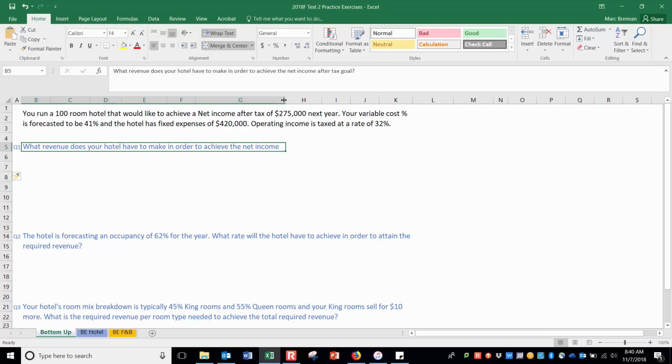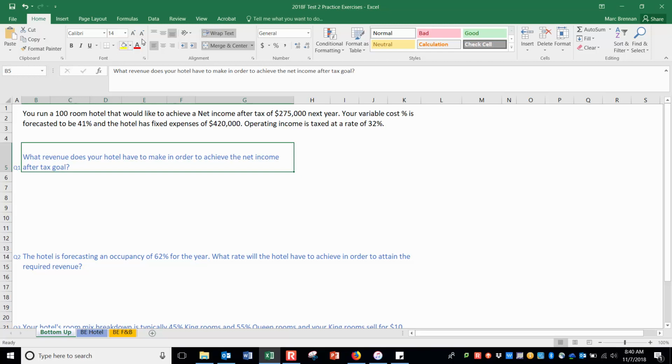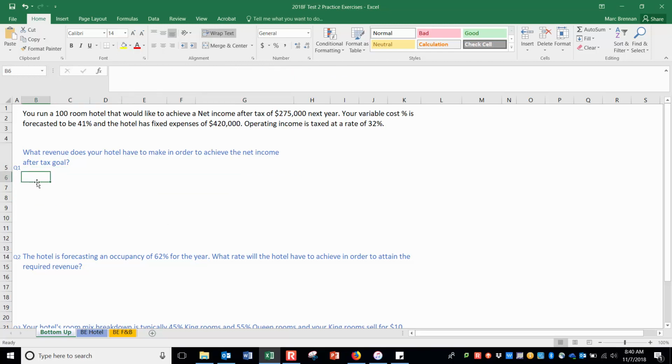And I think this is going to say net income. There you go, after tax goal. Okay, so we're basically trying to do the bottom up here. So what do we need for bottom up? We need our income after tax. We can start to go from the bottom up. We're going to have our tax, our income before tax, our fixed costs, our variable costs, and the required revenue. Okay, so right away we should just be able to go ahead and build that.